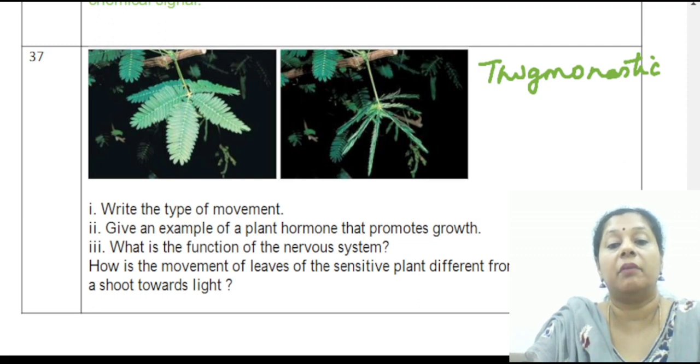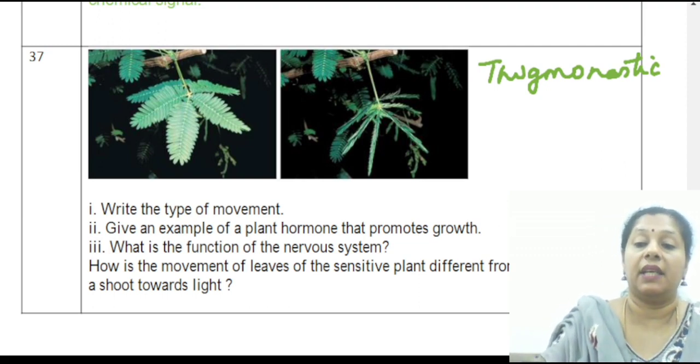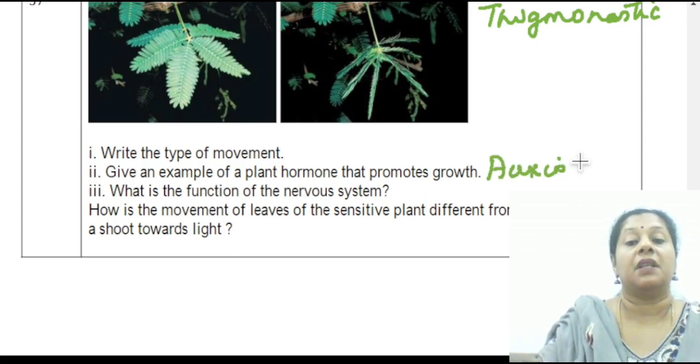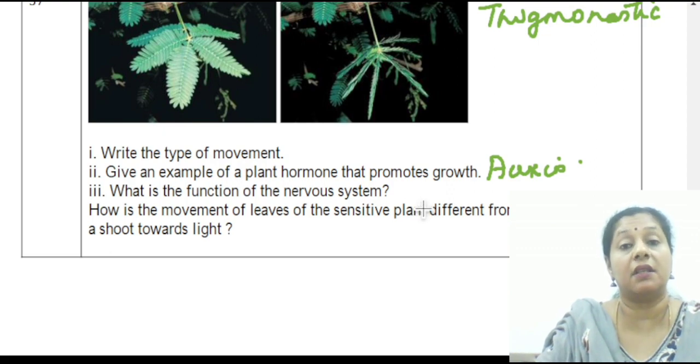And give an example of a plant hormone that promotes growth. We can give any plant growth promoters. Example, auxin we can write. Then what is the function of the nervous system? Nervous system controls and coordinates the body functions in animals.